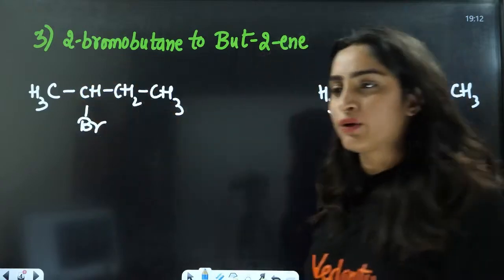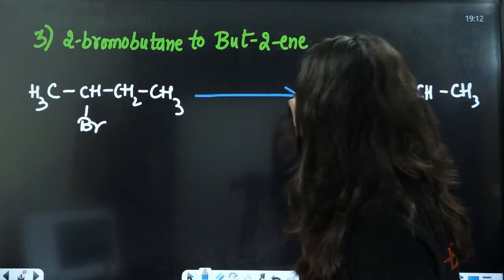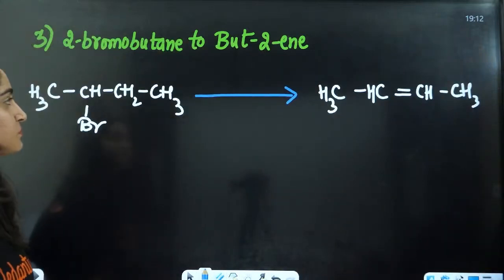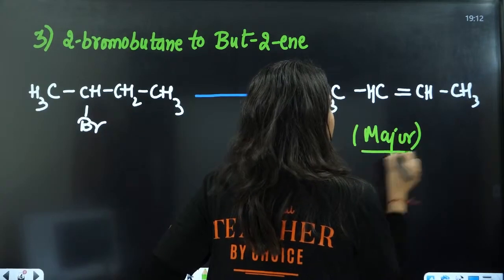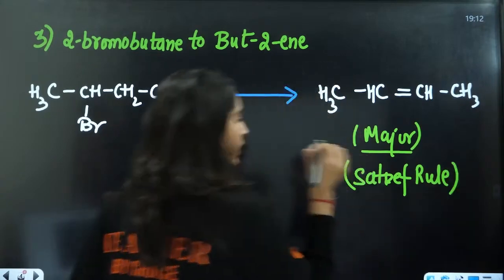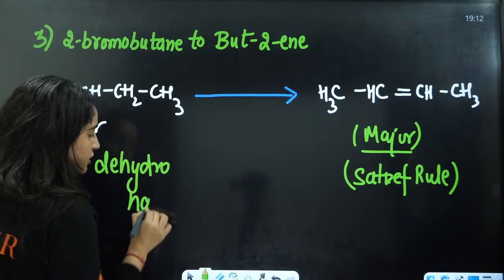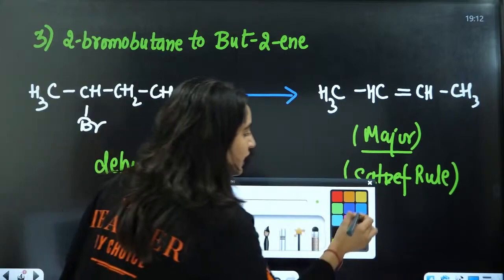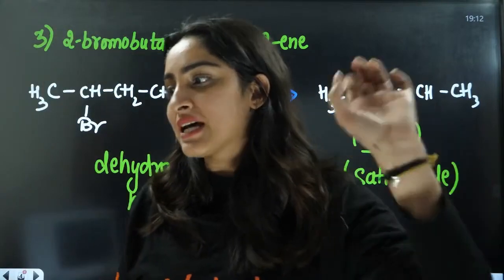This is dehydrohalogenation by Saytzeff rule, right? What is the reagent here, everybody? This will be the major product by Saytzeff rule. So this is nothing but dehydrohalogenation. What is the reagent here? Everybody in the chat box, what is the reagent?